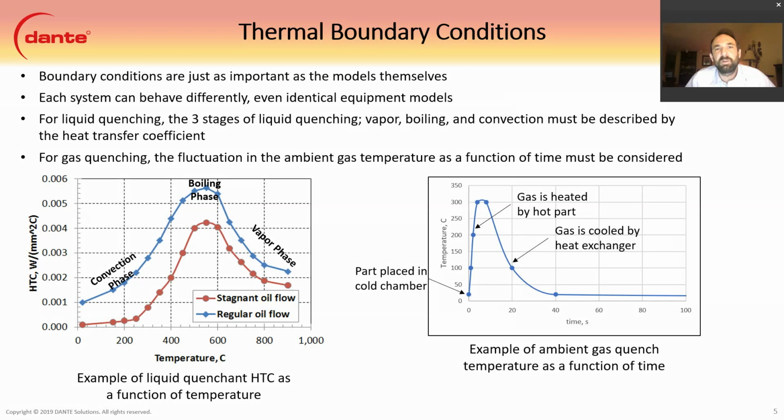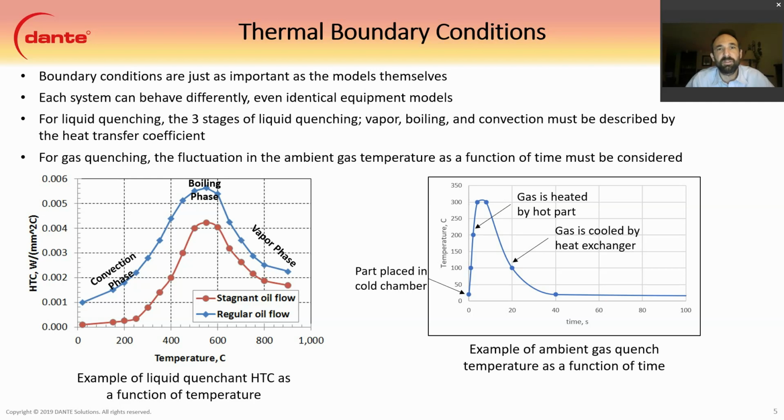The final aspect of any quench hardening model is the thermal boundary conditions. These thermal boundary conditions are just as important as the models themselves, and each system can behave very differently, even identical equipment and model numbers. So it is highly advantageous to characterize these furnaces and these quench vessels to understand the thermal behavior of them before modeling them. However, generic values can be used to get us within the ballpark.